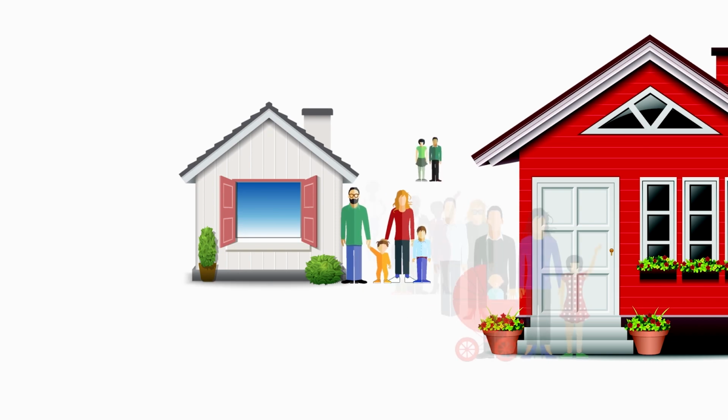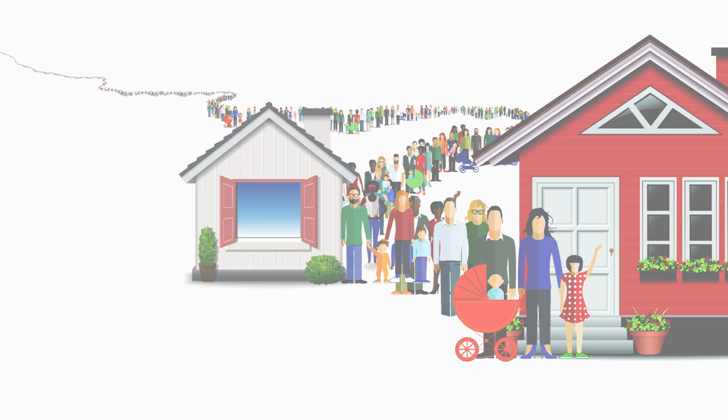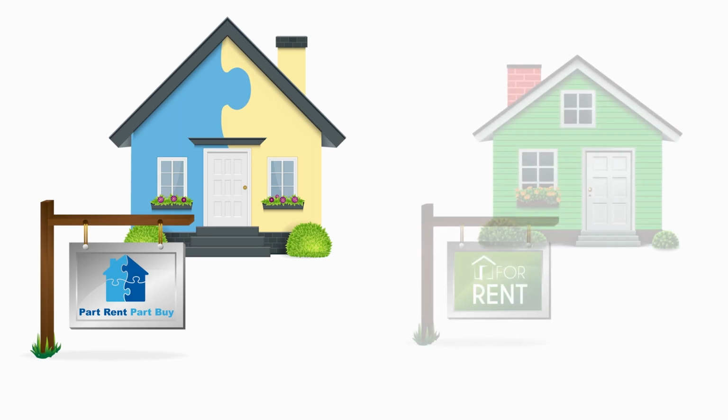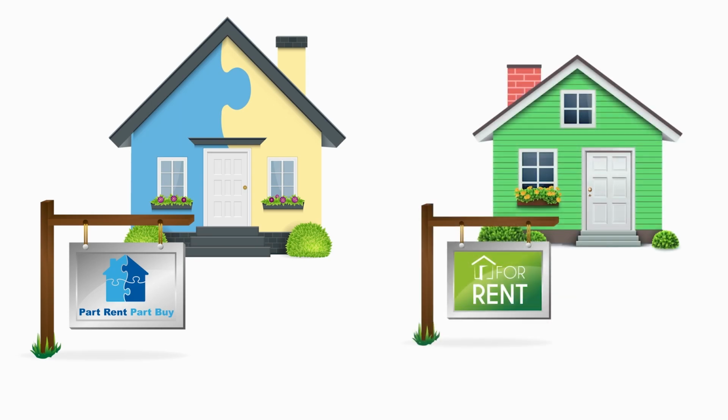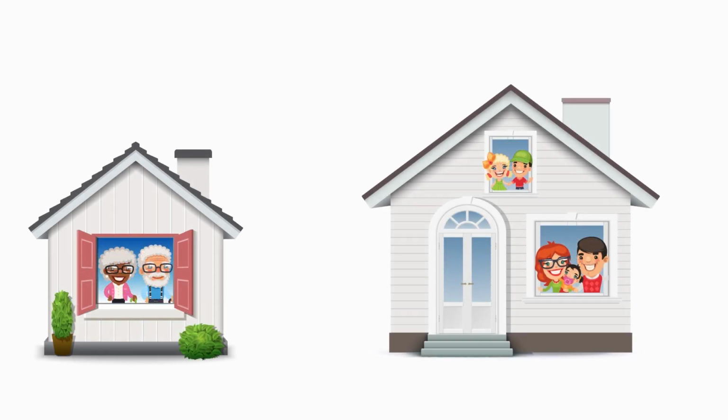Although we try to house as many people as possible, there are often long waits, and there is no guarantee you will get a council property. So we would advise you to consider other options such as part rent, part buy, renting in the private sector, or if you are already a social tenant, you may wish to consider a mutual exchange with another tenant.